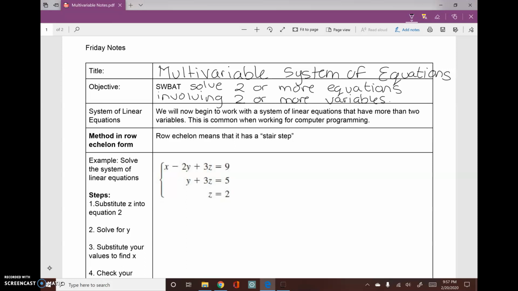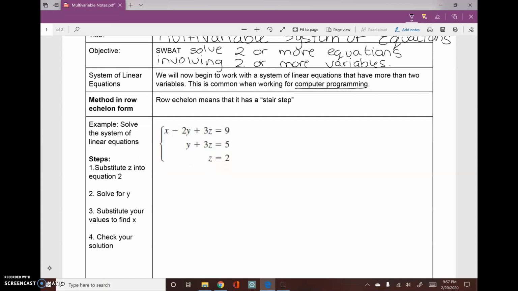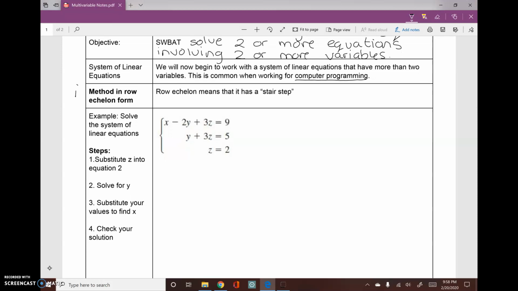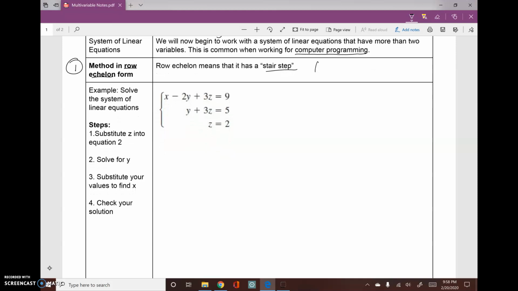So, system of linear equations. We will now begin to work with systems of linear equations that have more than two variables. This is very common when working in computer programming, so if that's something you are interested in doing, this is something you might need and apply in your future life. The first method is called row echelon form, and pretty much it means it has a stair step. If you look at the example down here, you can see that it is growing like a stair step, like you're going upwards. This is pretty easy. It's kind of like its own substitution way.